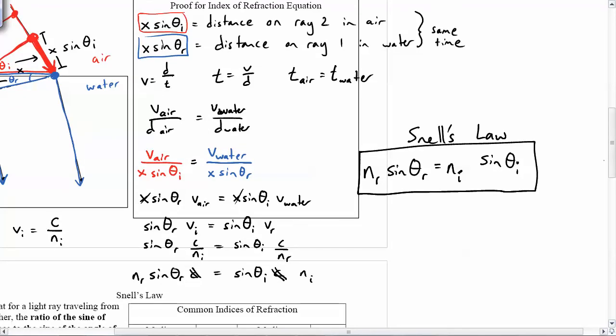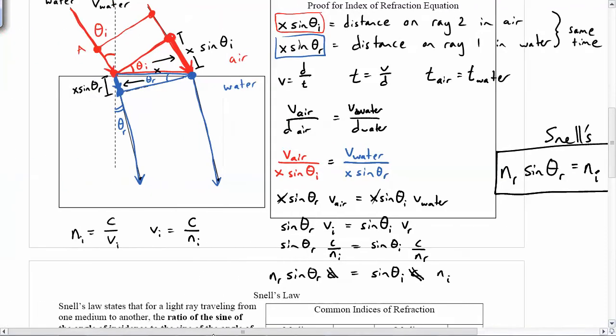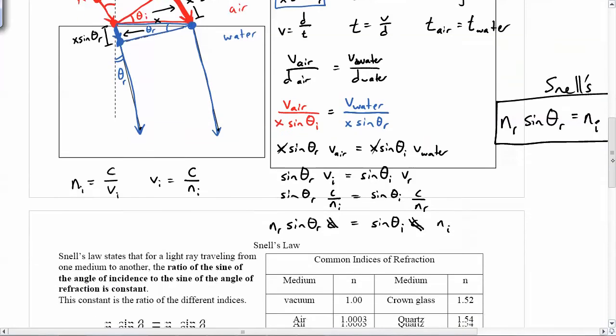You don't need to know how to derive this law, so you don't need to know all these steps that I told you here. I'll give this to you on a formula sheet, and you just need to know how to use it to figure out how much light is bent in different situations. So let's take a look at some examples.